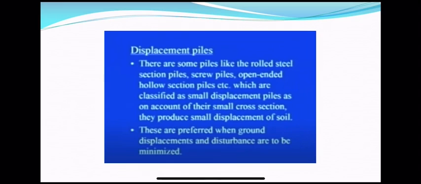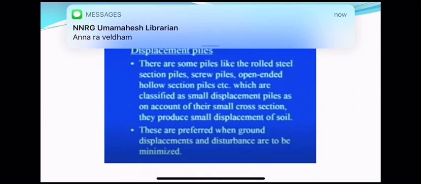Small displacement piles are preferred when ground displacements and disturbances are to be minimized. When can this condition occur? Let us say, wherever your construction site is, some nearby structure is very sophisticated, and you really cannot allow that soil to be disturbed, and at the same time you cannot go for shallow foundation. For those types of locations you need to go for small displacement piles.